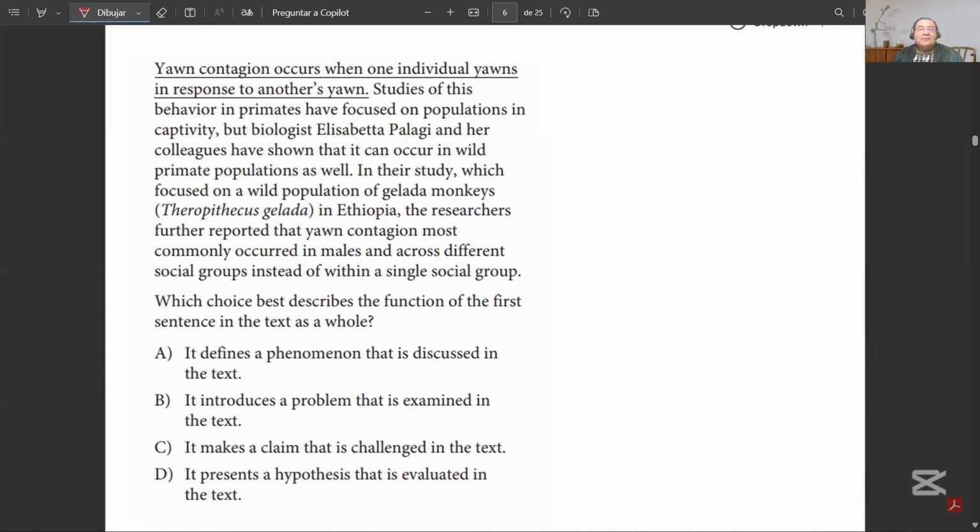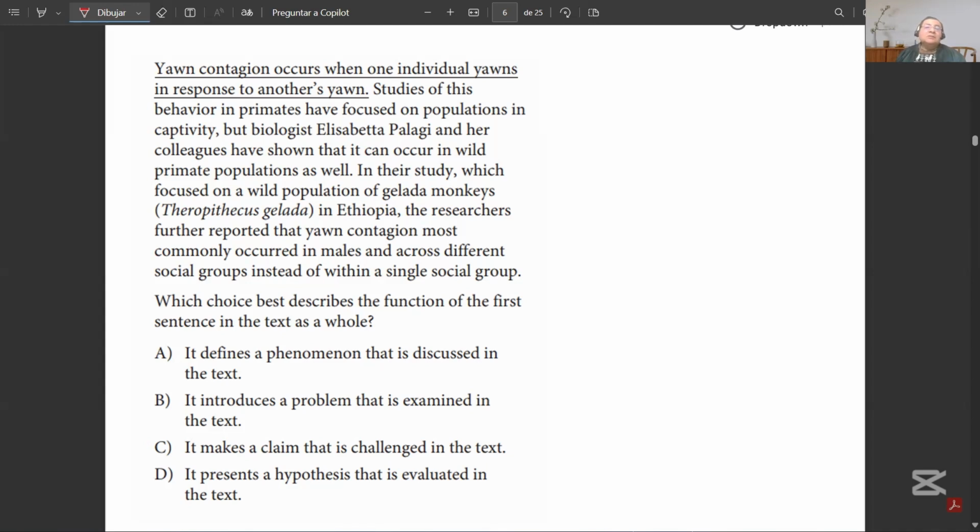Today I have another SAT reading and writing question for more practice. This is what we may call a function question. Function questions deal with identifying the specific purpose why a certain statement was included as part of a passage, particularly a statement that has been highlighted or, as in this case, underlined. Let's go for it.